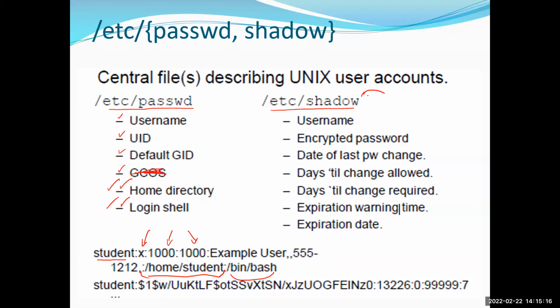The shadow file will contain, as you can see here, the username and then the encrypted password. And then some information related to the days since the last password change, days till change allowed, days till change required, and some expiration parameters. So this is the information that's contained in both of those files.